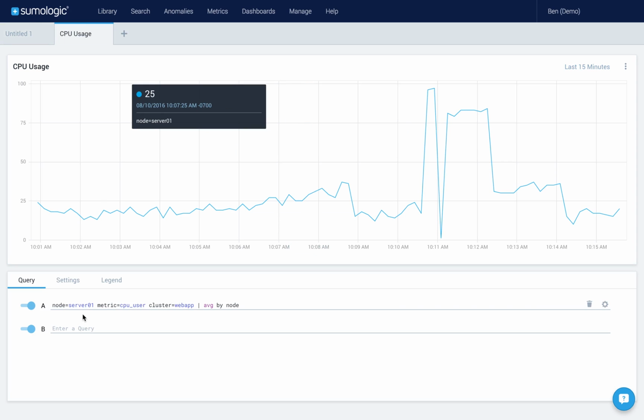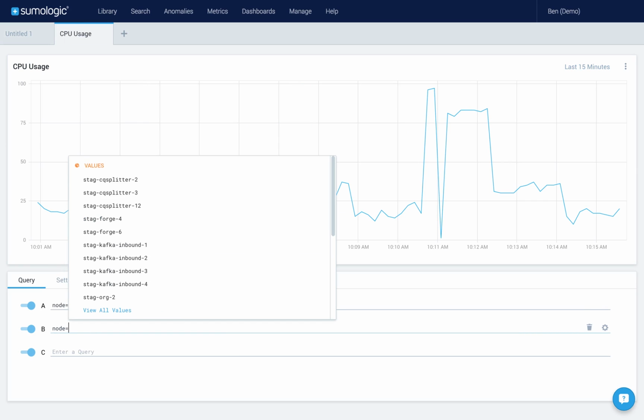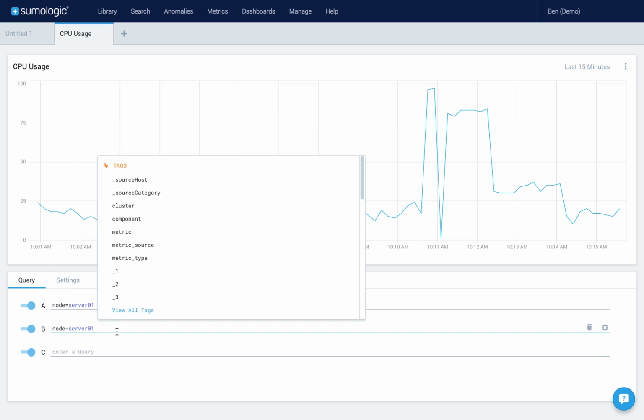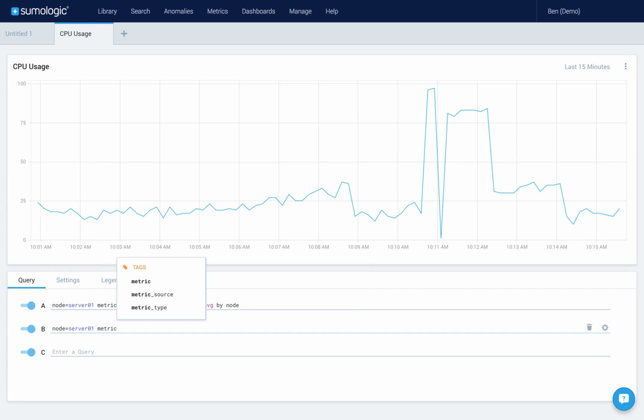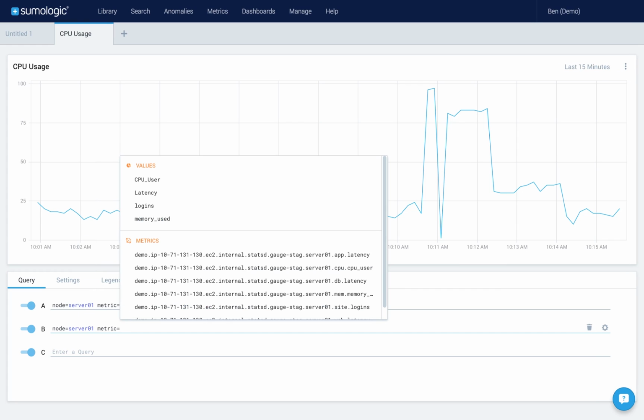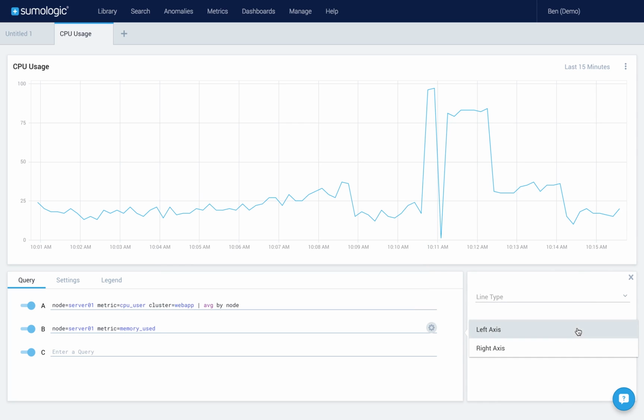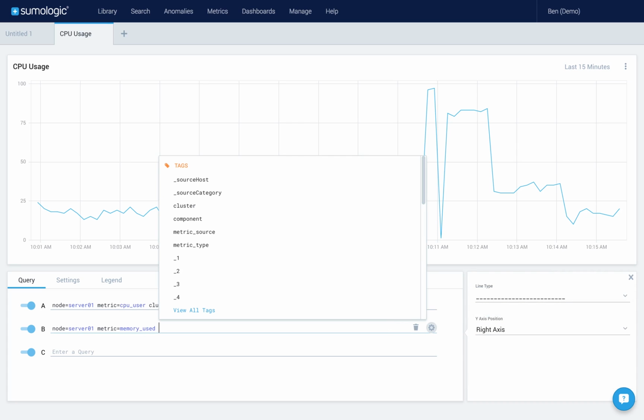Now what I'd really like to do is compare this to the memory usage, and using our autocomplete, I can start to see what my options are. What I really want to do is look at server 01 again, and look at metrics that might be on that system. I want to look at memory used, and I'd like that to be on another axis because it's different than CPU, so I'm going to put it on the right axis and use a different line type here.